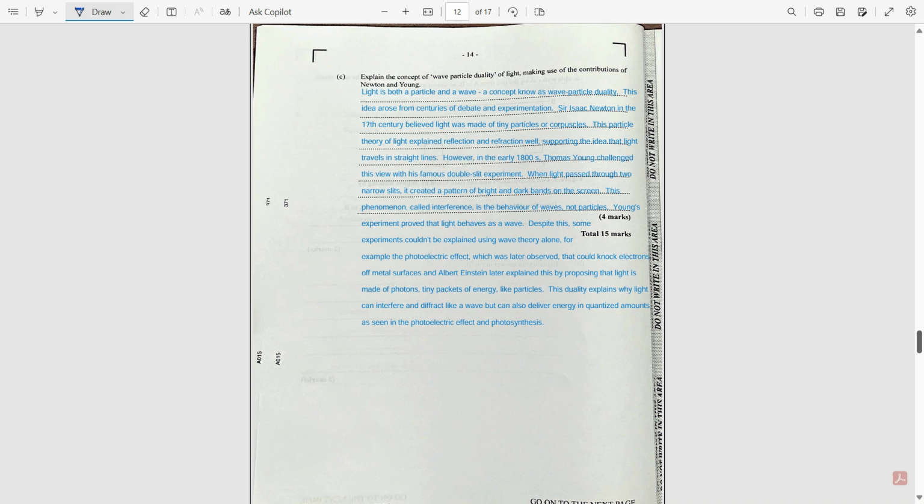Despite this, some experiments couldn't be explained using wave theory alone. For example, the photoelectric effect, which was later observed, could knock electrons off metal surfaces. And Albert Einstein later explained this by proposing that light is made of photons, which are tiny packets of energy like particles. So this duality explains why light can interfere and diffract like a wave, but can also deliver energy in quantized amounts, as seen in the photoelectric effect and photosynthesis.